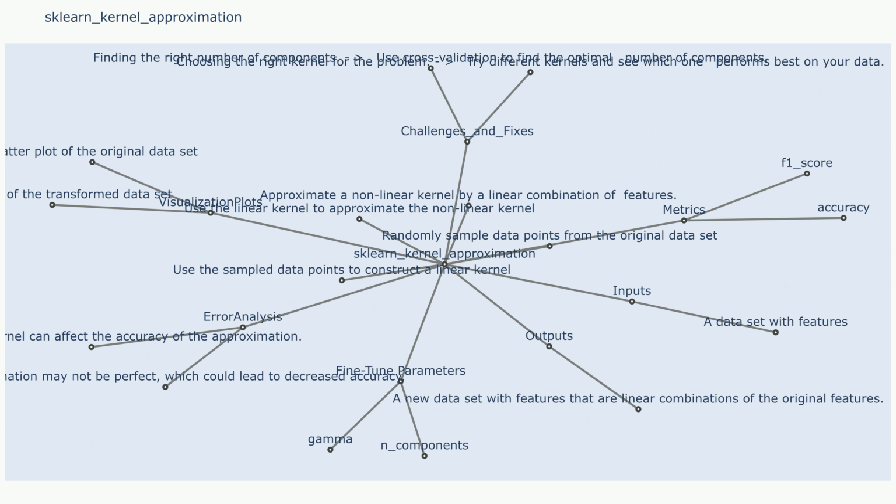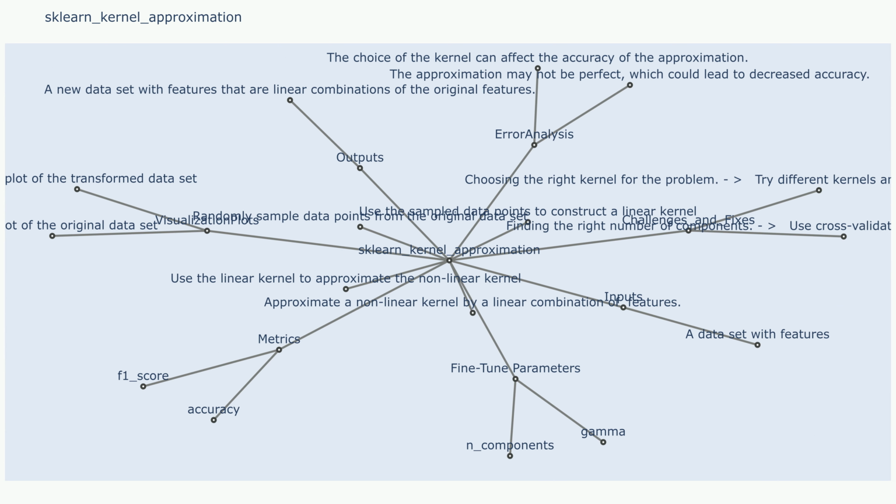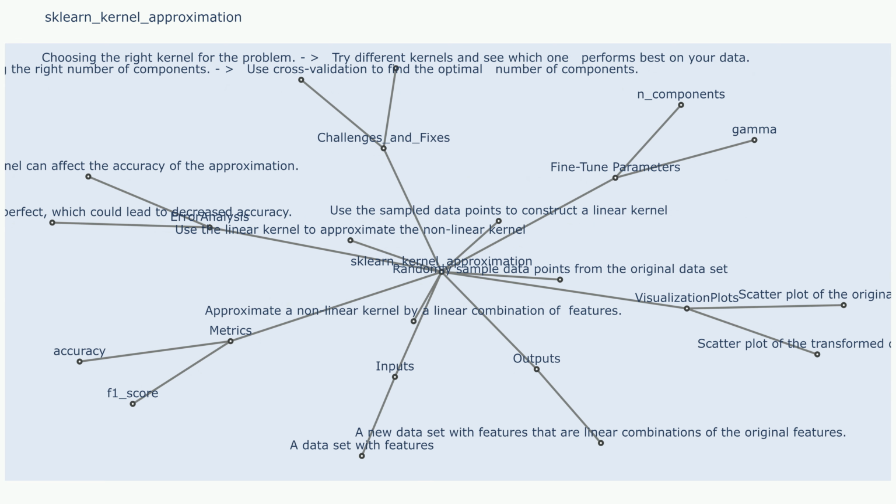Uncertainty methods: Ensemble methods, using multiple kernel approximation models with different random seeds to estimate the uncertainty in the predictions. Bayesian methods, incorporating prior knowledge about the data to derive probabilistic predictions and uncertainties. Challenges and fixes.